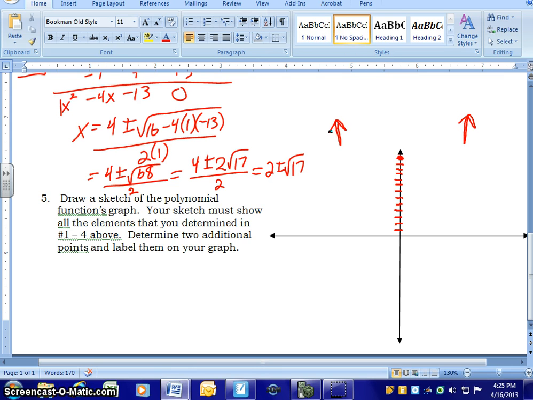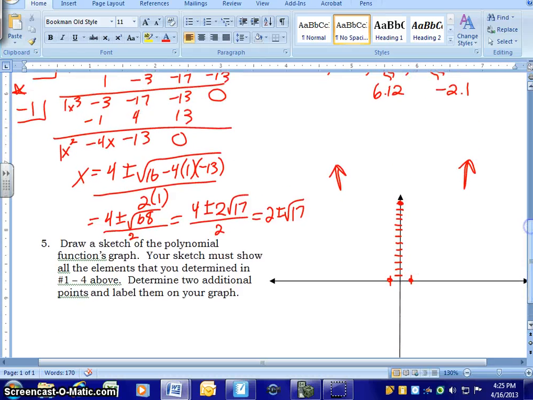And then the next one is number 3 and 4 kind of go together. It tells you all about the roots. And the roots were at negative 1 and 1. Those are the easy ones. And then the decimals are 6.12, so 2, 3, 4, 5, 6 right there is a good indication of that one. And then negative 2.1, so it's going to be about right there. So it's saying that our graph is going to go through all 4 of those spots, and we're going to have the end behaviors going up on both sides.